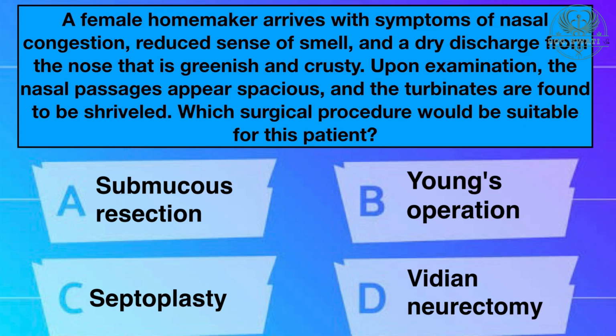So here is the last question for this episode. A female housemaker arrives with symptoms of nasal congestion, reduced sense of smell, and a dry discharge from the nose that is greenish and crusty. Upon examination, the nasal passages appear spacious and the turbinates are found to be shriveled. Which surgical procedure would be suitable for this patient? Option A, submucous resection. Option B, Young's operation. Option C, septoplasty. Or option D, Vidian neurectomy. So which option do you consider the right one? Well, yes, option B, Young's operation is the correct answer.